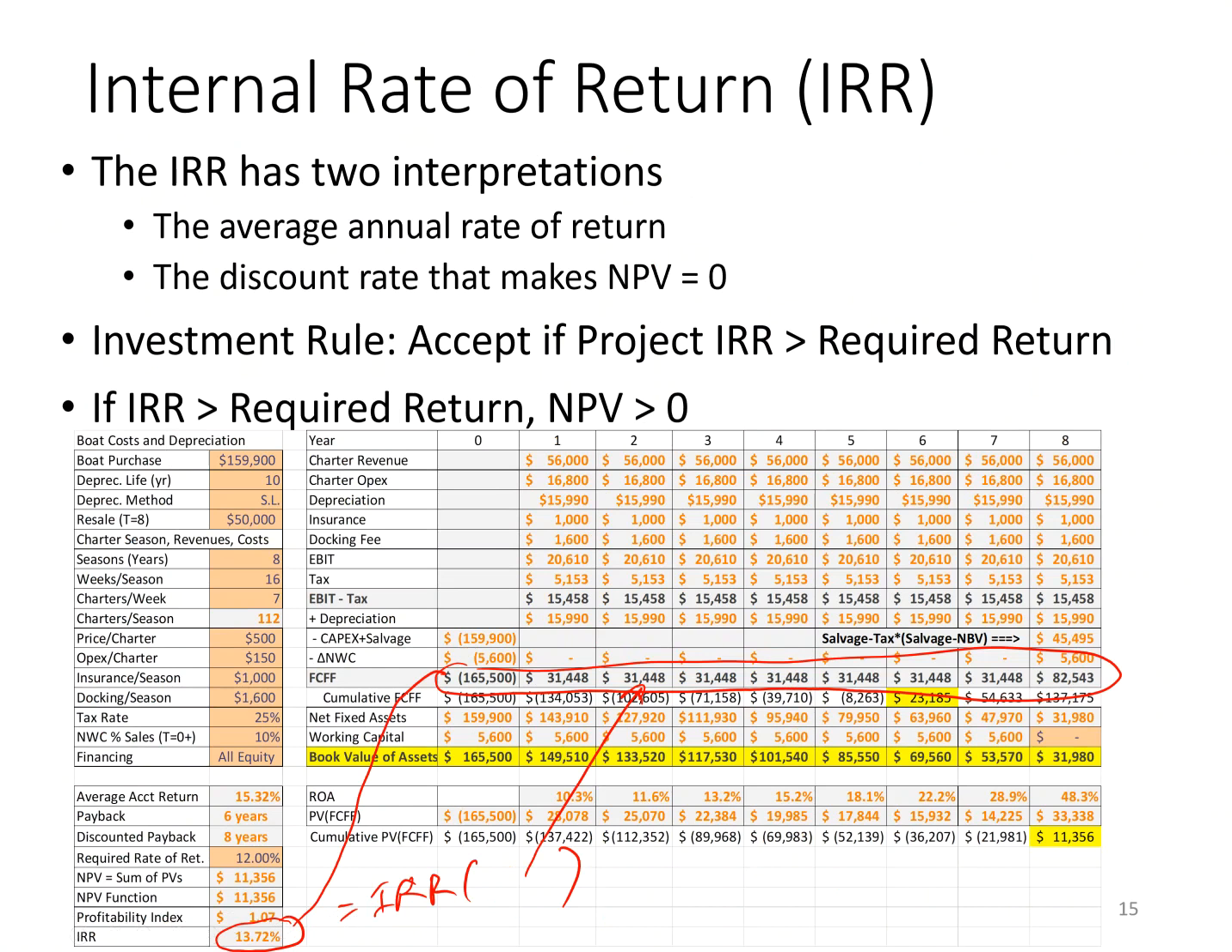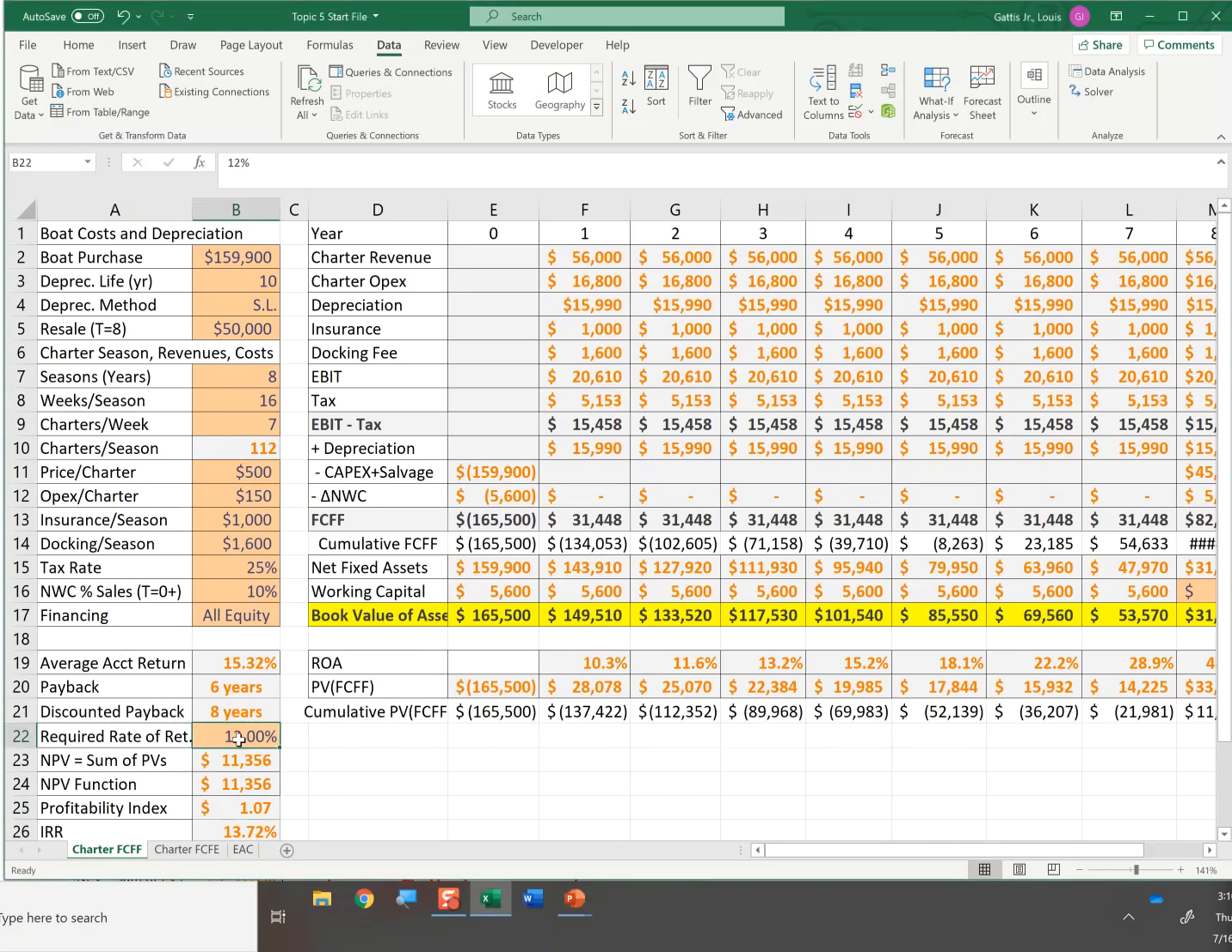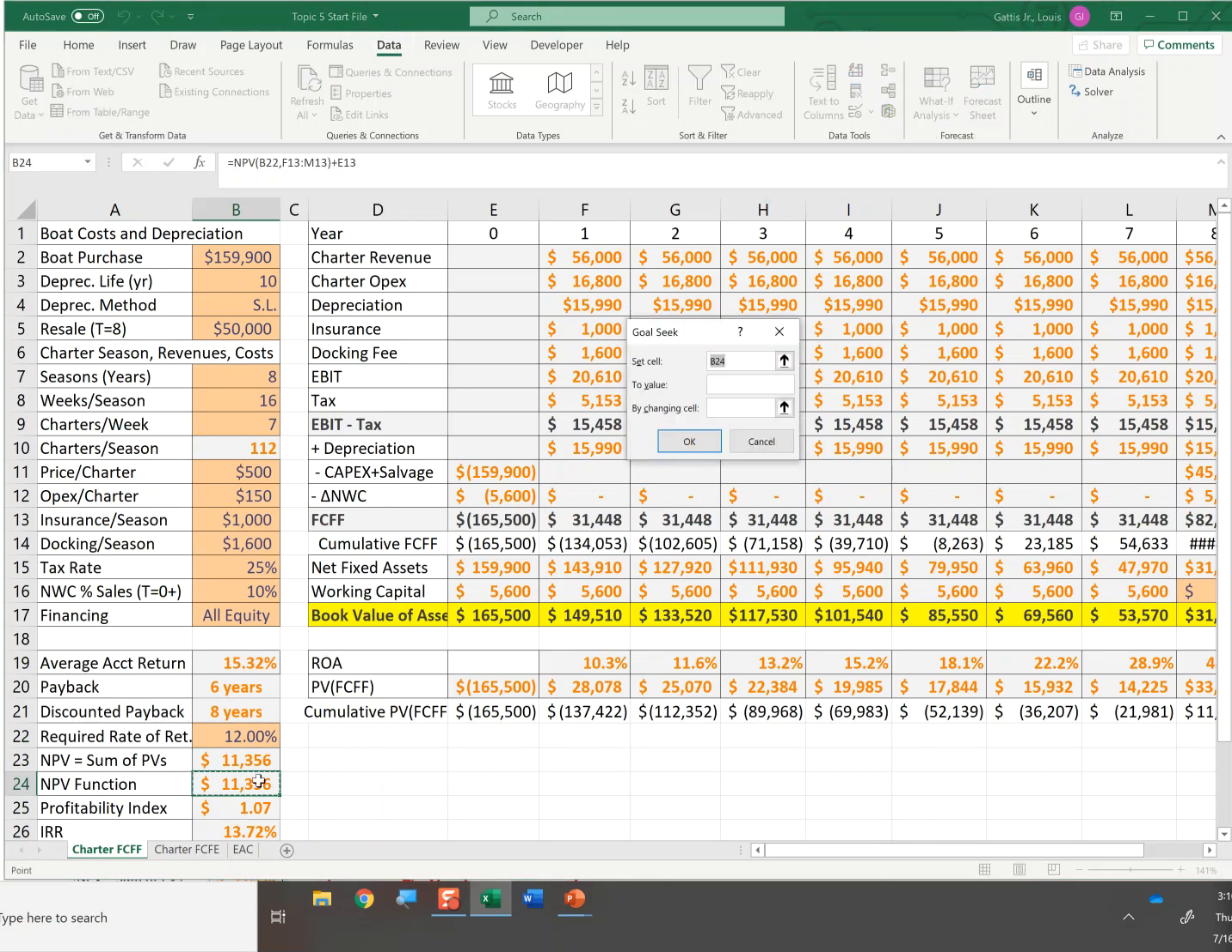IRR has two interpretations. It is the average annual rate of return, approximately. And it's also the discount rate that makes the NPV equal to 0. Now, there are two ways to calculate IRR. Number one, you can do a goal seek. Once you've computed NPV, do a goal seek. Data, what-if, goal seek. Set the NPV to 0 by changing the discount rate.